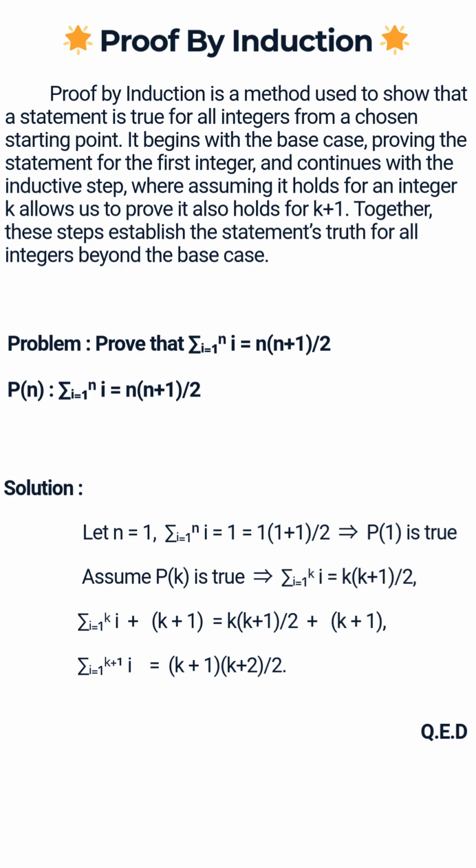Now adding k plus 1 to both sides of this equation, we get the sum of natural numbers from 1 to k plus 1 equals k plus 1 times k plus 2 divided by 2. So we've been able to show that the truth of this statement for n equals k implies the truth of the statement for n equals k plus 1. So this statement is true for all natural numbers.